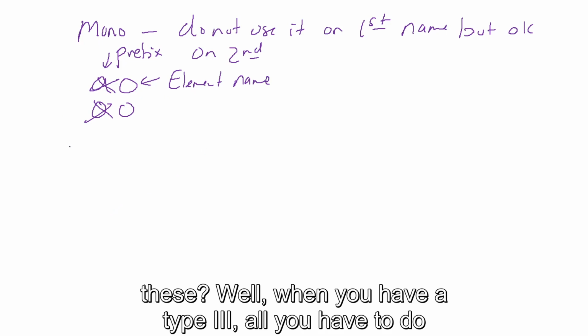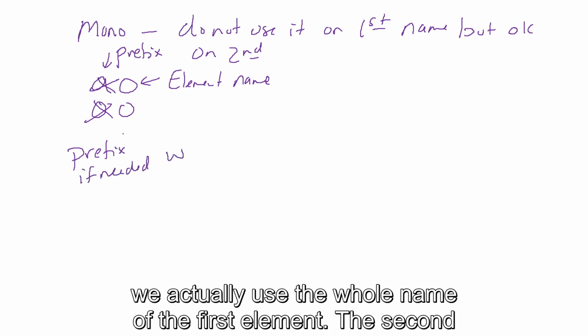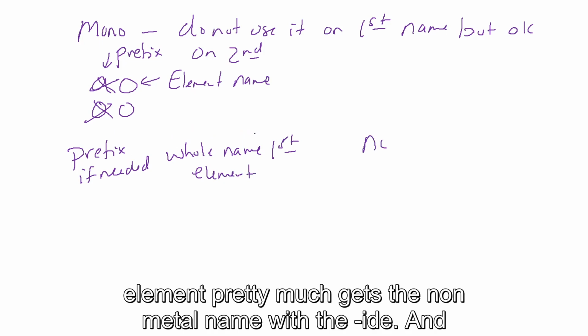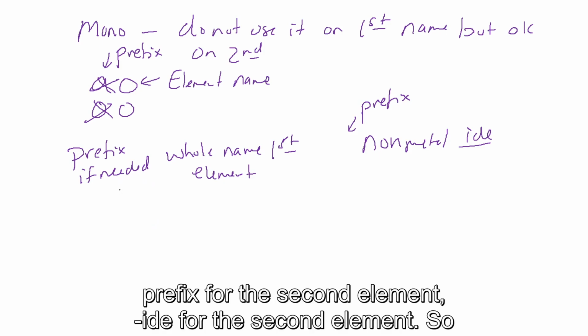So how do we name these? When you have a type 3, all you have to do is take the prefix, if needed, for the first element, and then we use the whole name of the first element. The second element pretty much gets the nonmetal name with the IDE, and again, we do use a prefix. So: prefix if needed, whole name, prefix for the second element, IDE for the second element. So how does this work?